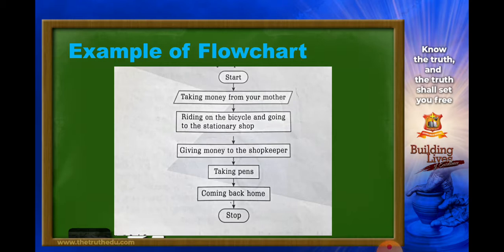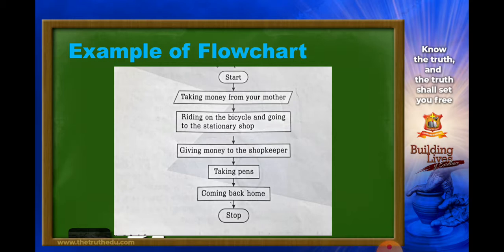Do you think you can go to a shop and ask an uncle to give you a pen, just in case he doesn't know you? Do you think he will give you a pen or pencil? No, he won't do that, right? He'll ask for money. So if the money is not given, he will not be able to fulfill your order. Next step, after the arrow line, comes riding the bicycle and going to the stationery shop.